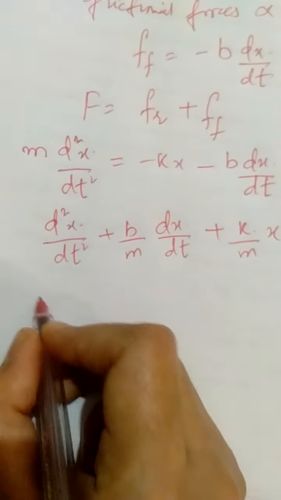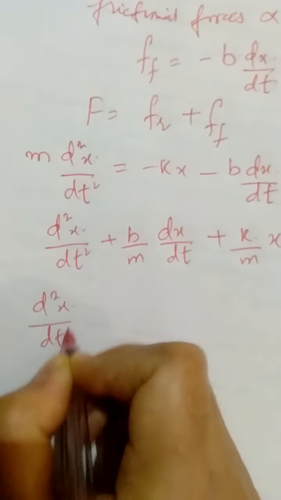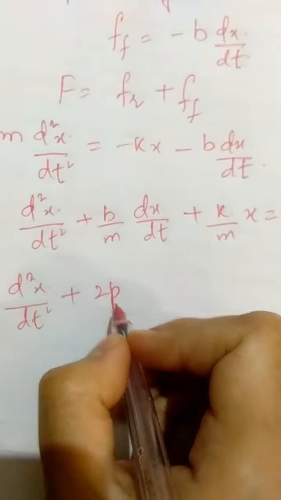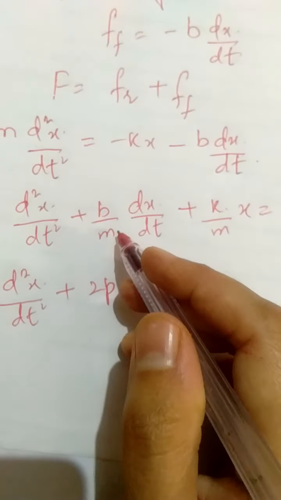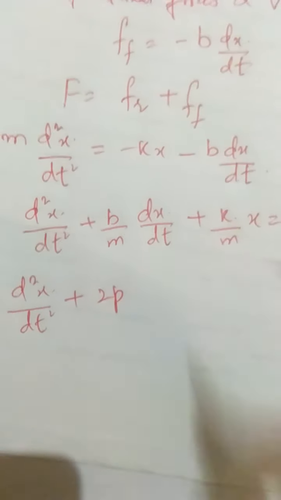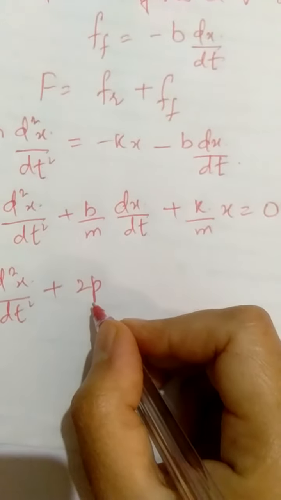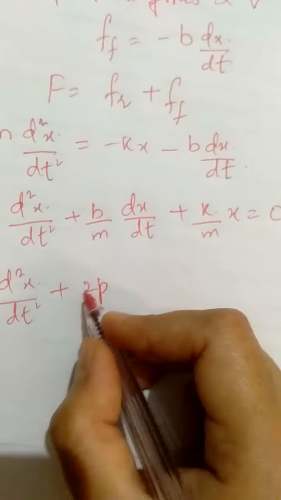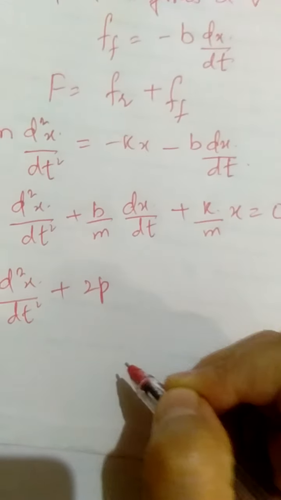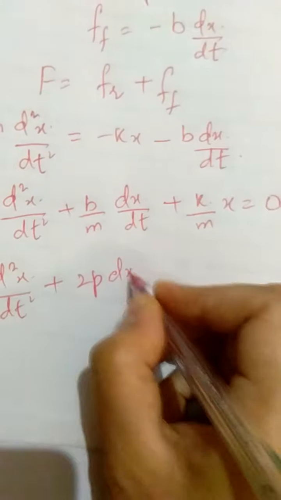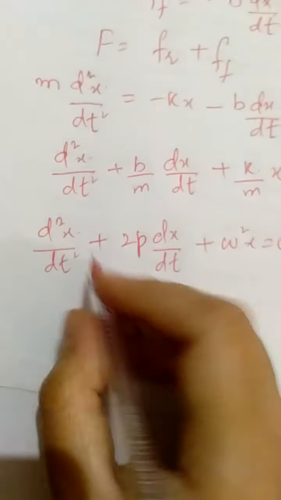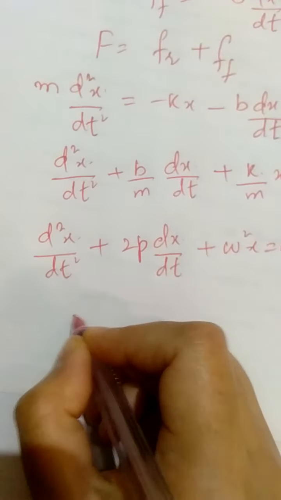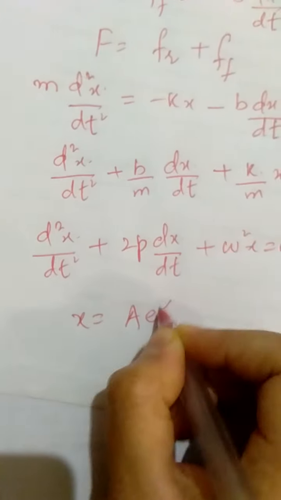So we will substitute, d square x by dt square plus 2p, for b by m, I am writing another constant, that is 2p. And in the future steps, you will try to get why we introduced this factor of 2. I could have simply written a constant c or p, but I have chosen to write it as 2p, which you will understand in a few minutes. So this is d square x by dt square plus 2p dx by dt plus omega square x is equal to 0. Now, the solution of this differential equation will be written as x is equal to A e to the power alpha t.